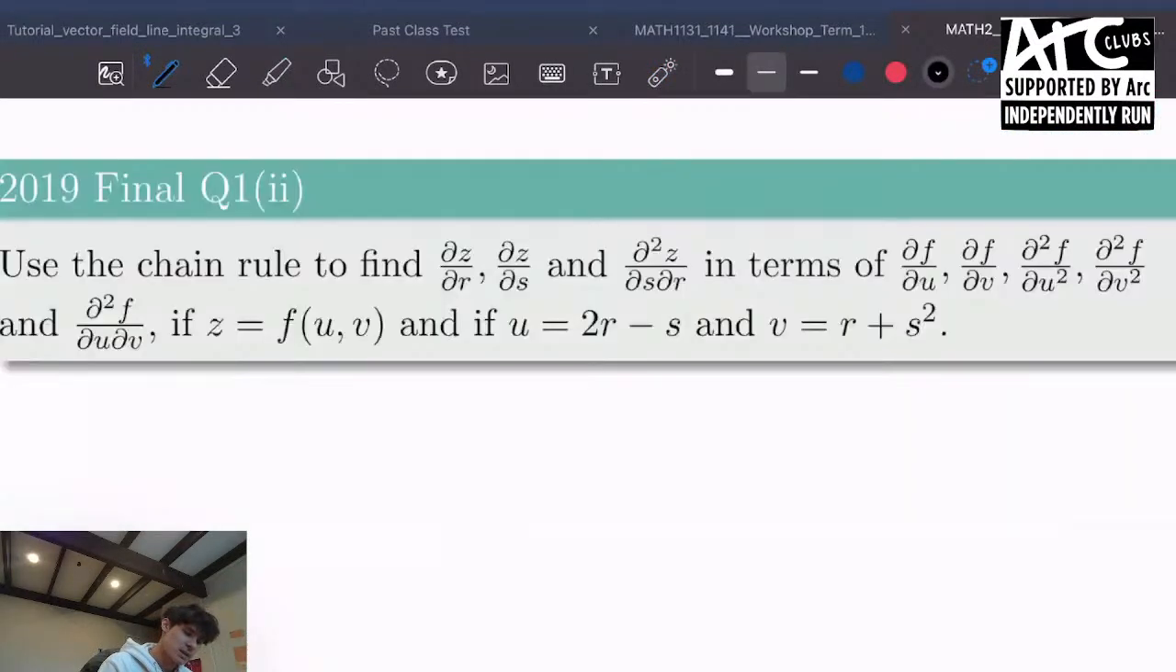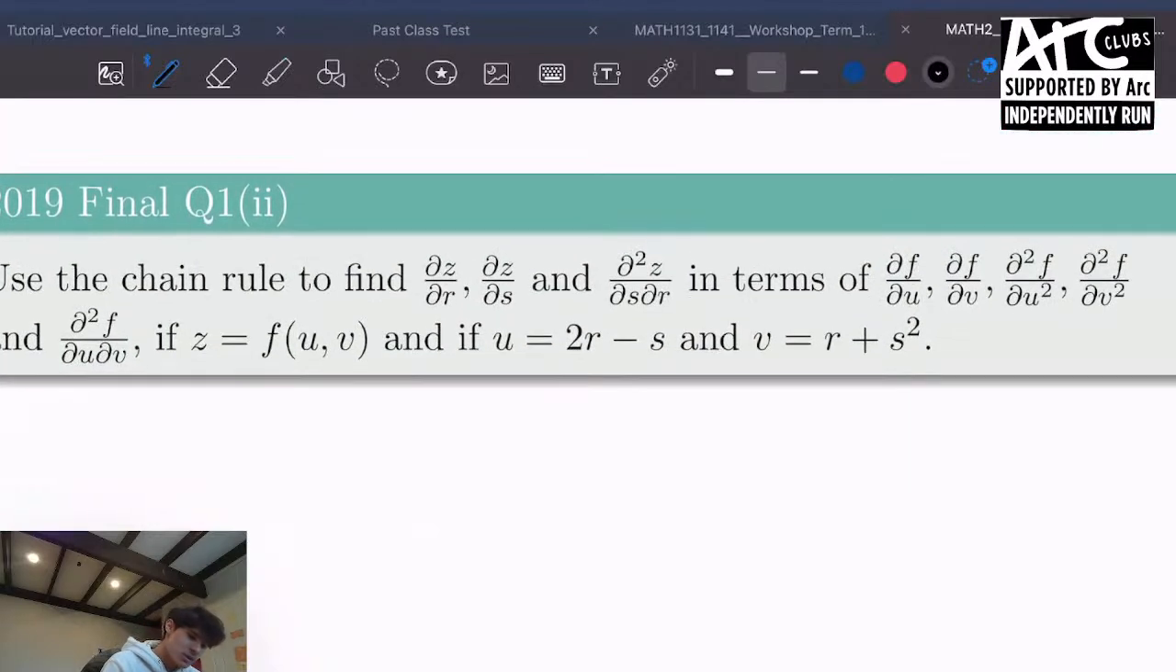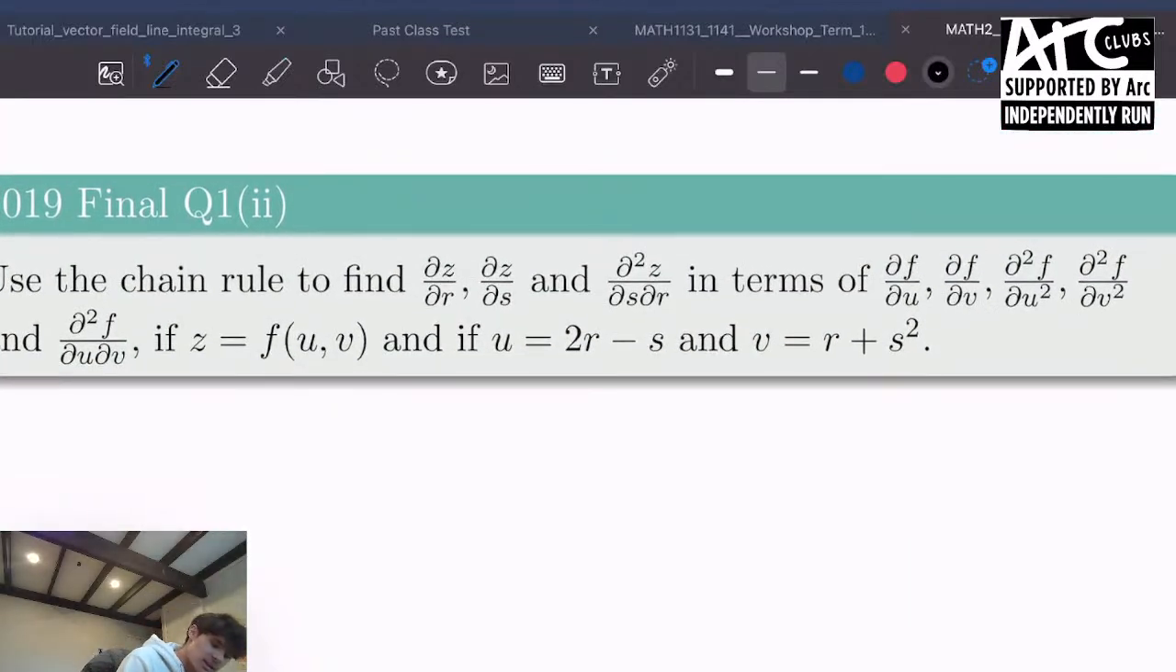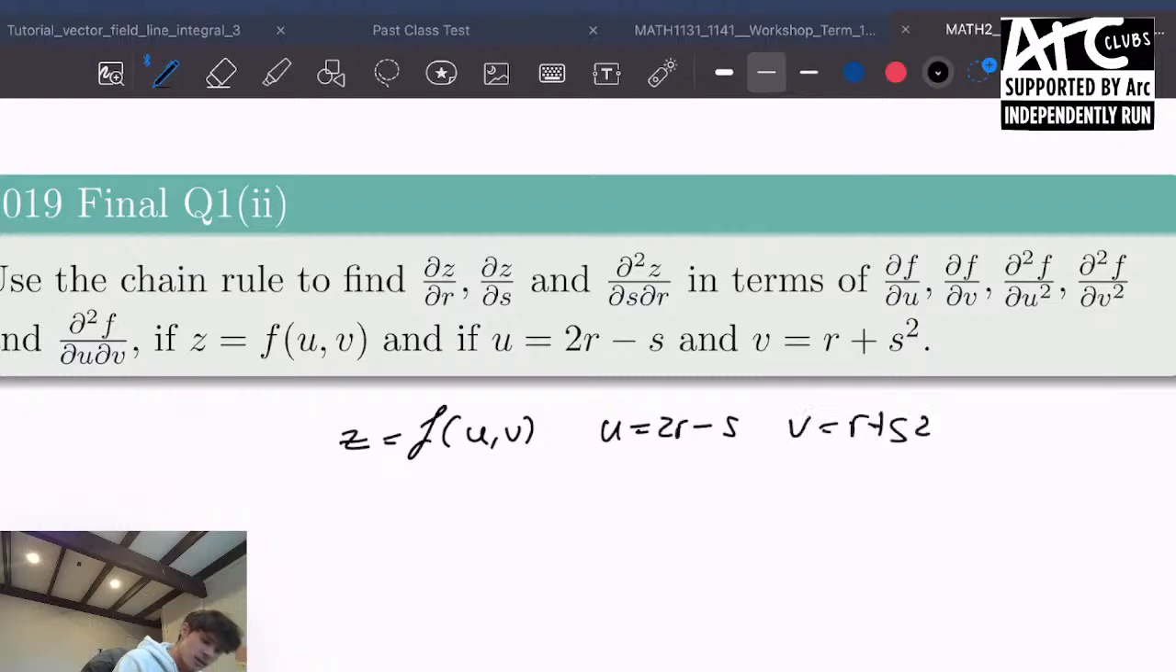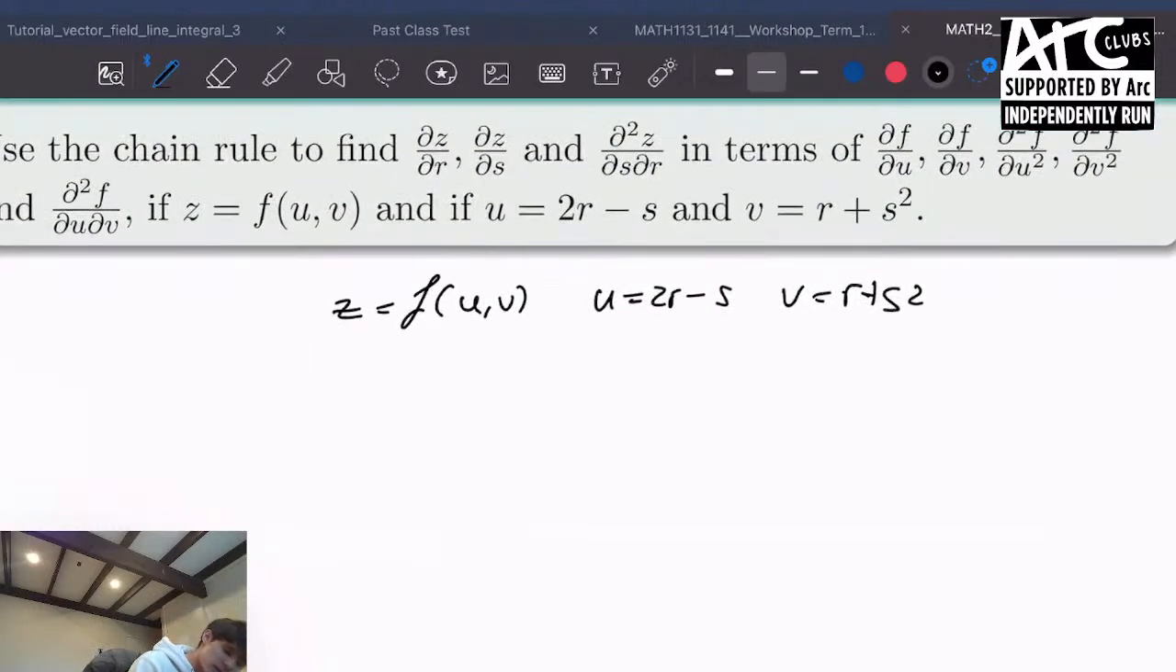So now let's apply this in a question. It says use the chain rule to find dz/dr, dz/ds, and d²z/ds dr in terms of all of these partial derivatives if we have the following. z equals f of u, v, and u equals 2r minus s, and v equals r plus s squared. So let's go ahead and try to find dz/dr, for example.